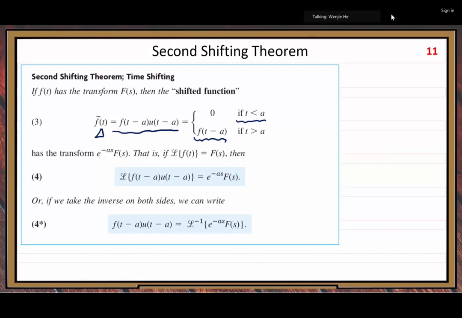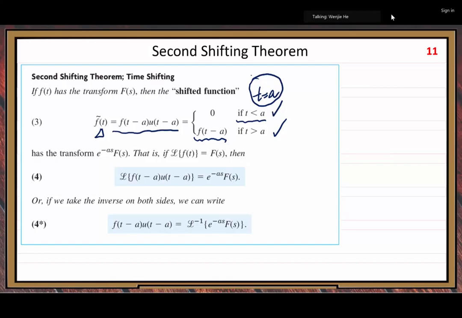In this definition, we do not know the value of this function at t equals a, right? See the definition. At t equals a, what's the value of it? We know its value for t less than a, and we also know its value for t greater than a, but we don't know its value for t equals a, right?